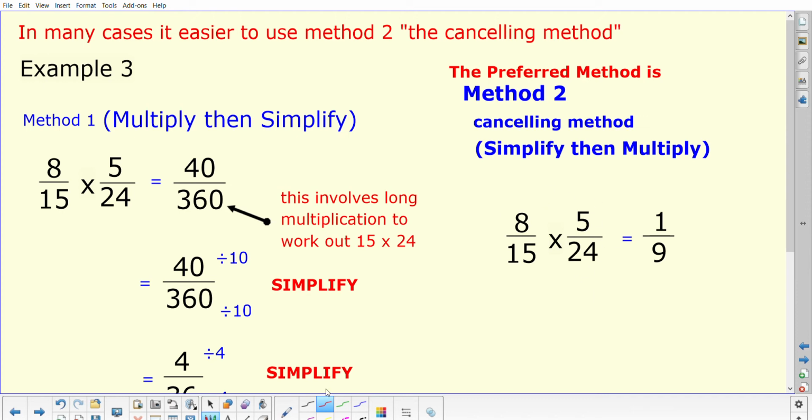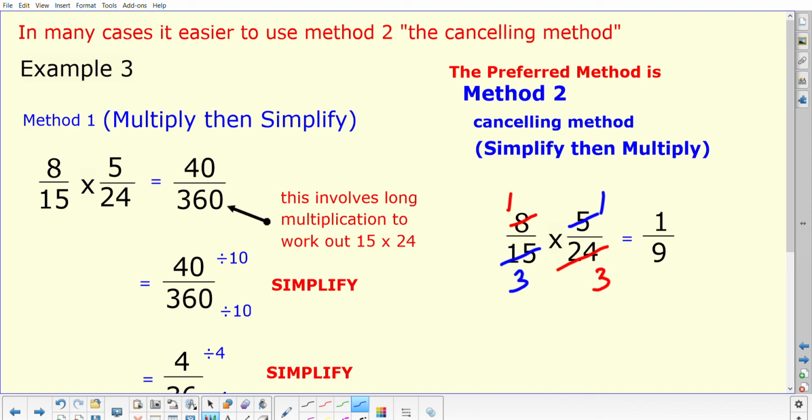So if we look at the 8 and the 24 here, you'll see that we can divide both numbers by 8. So 8 into 8 goes 1, 8 into 24 goes 3. If we look at the other pair, you've got 5 and 15. Both of those can be divided by 5. So we say 5 into 5 is 1, 5 into 15 is 3.